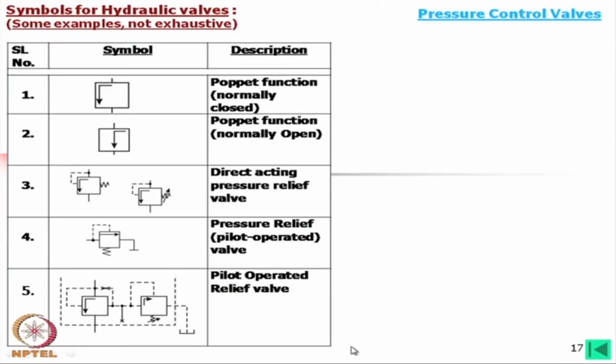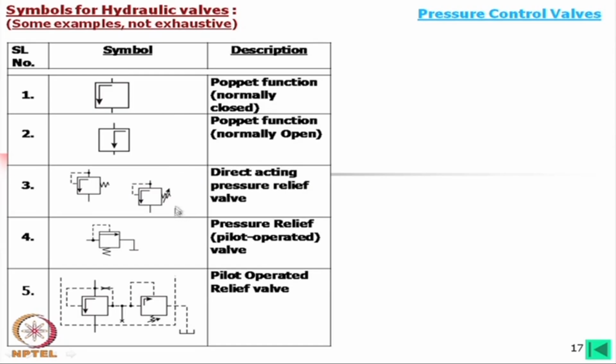Now, say we are coming to the pressure control valve. In case of the pressure control valve, the simplest one is the poppet function. First of all, we will show these poppet functions. You will find that in many cases a valve is drawn like this. That means it is normally closed. In some cases, you will find it shown like this. That means this is open, normally open.